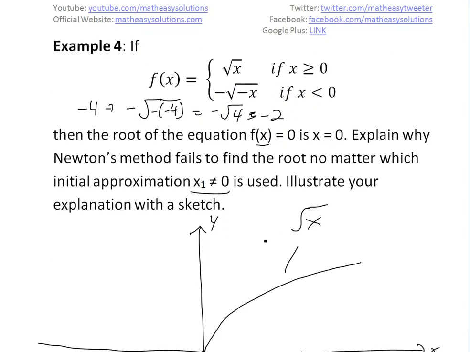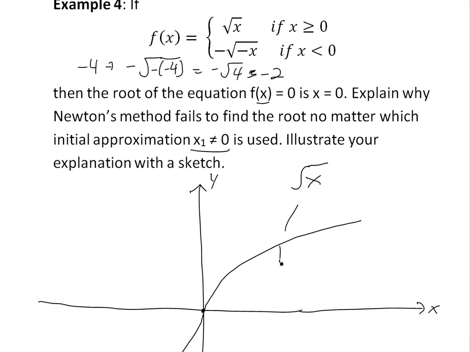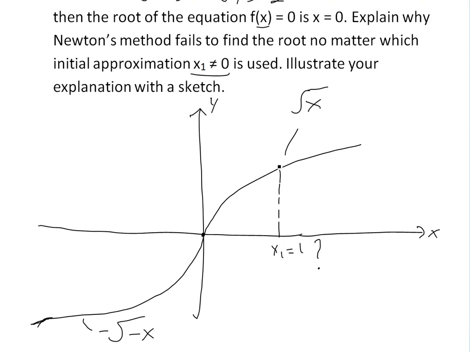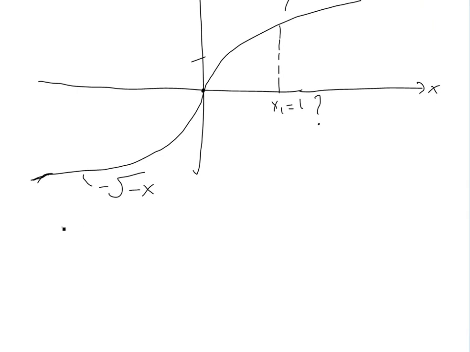When your approximation is not 0. For example, if you put, let's say in this case, x1 equals 1 here. So what are we going to get from this? Well, as you can see here, the derivative is going to go down here. We're going to get some value here. But let's just first derive the equation.